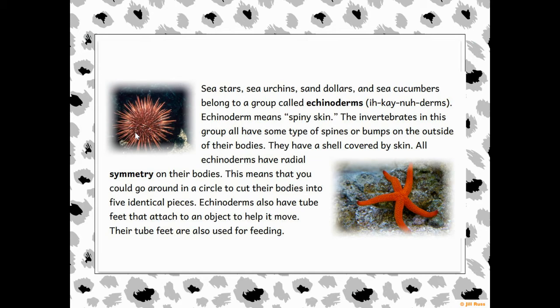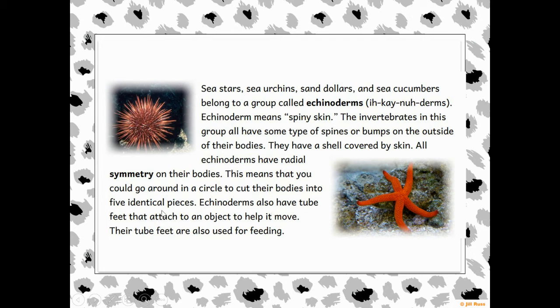They have a shell covered by skin. All echinoderms have radial symmetry on their bodies. So here's a new word for you guys, radial symmetry. This means that you could go around in a circle to cut their bodies into 5 identical pieces. So if I went like this and cut it into 5, they would all be the same. Same thing for sea stars and sea urchins, sand dollars, they're all the same.